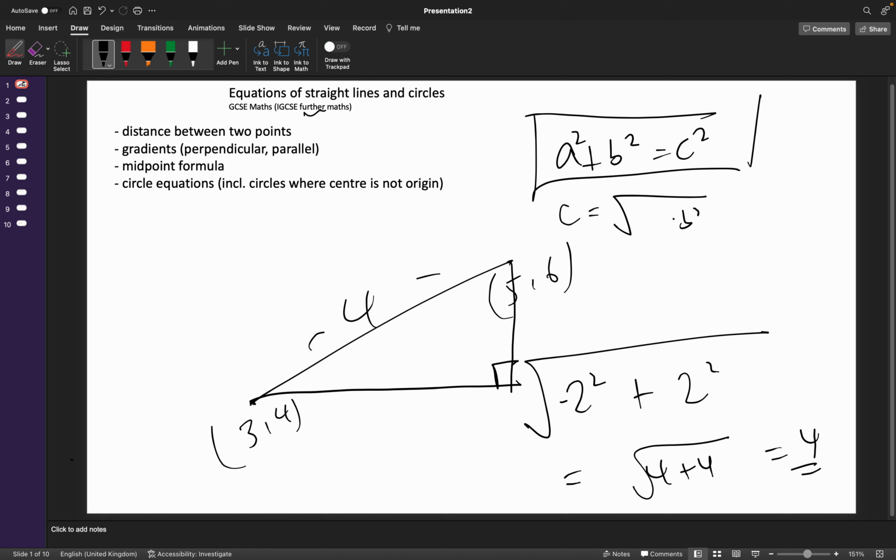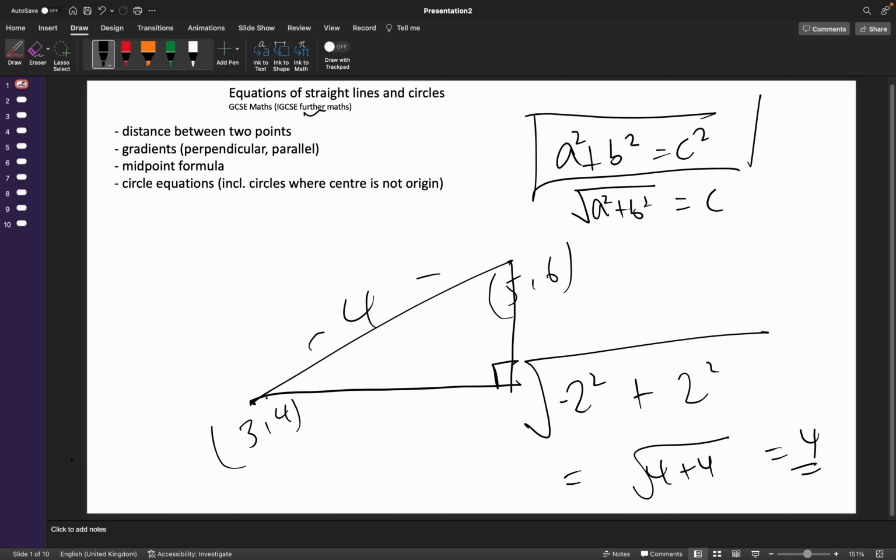I'll write it in the same order so that you guys don't get confused. A squared plus b squared equals c squared. Because for c, we're squaring the answer that we get, right? So to get rid of the square, we can just root this side. So we can root a squared plus b squared.